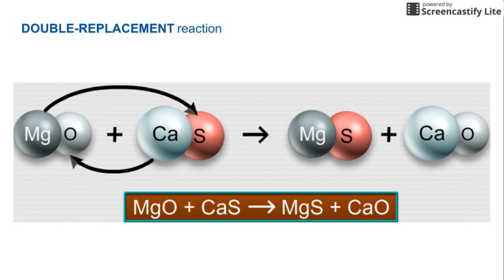Here's another illustration of a double replacement reaction. In this case, the spheres represent atoms. We start out with two compounds, magnesium oxide and calcium sulfide. Both of these are ionic compounds. The magnesium ions and the calcium ions, which are the positive ions, change places. Magnesium replaces calcium and forms magnesium sulfide. Calcium replaces magnesium at the same time and forms calcium oxide. Two replacements going on at the same time, double replacement reaction.